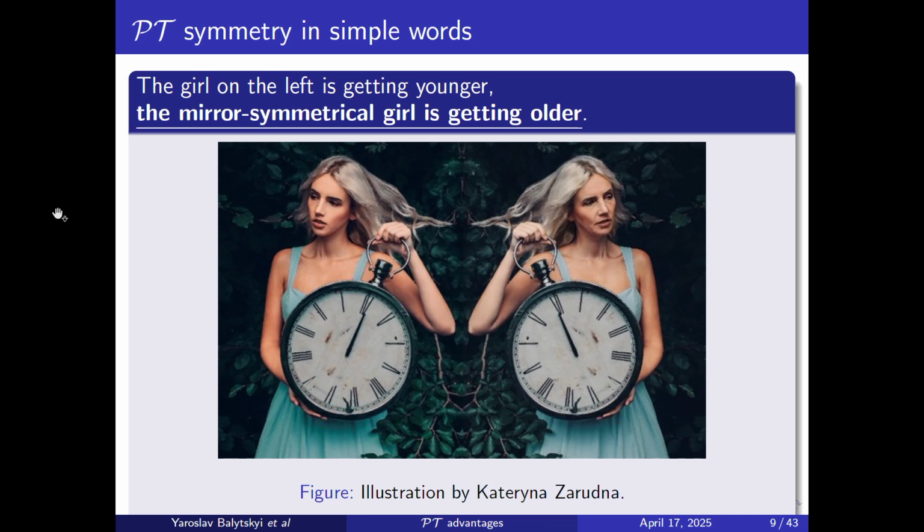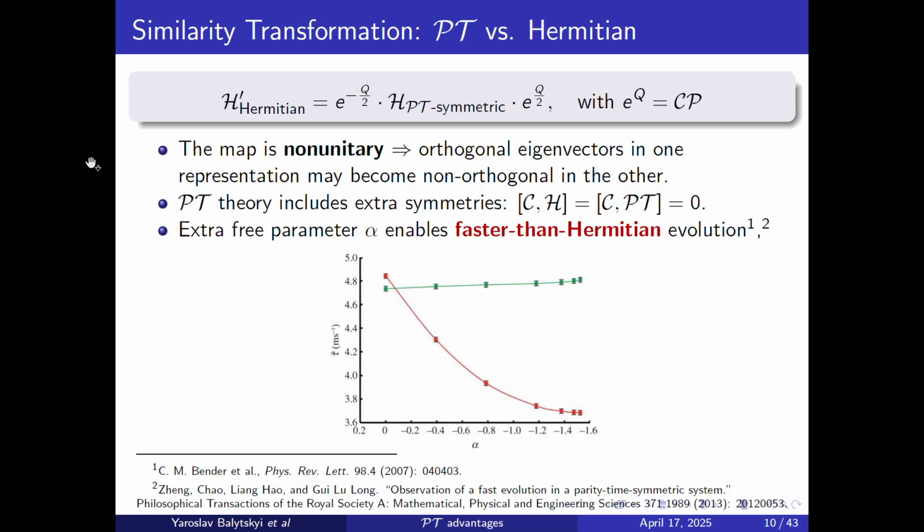So here is a simple illustration by Katarina Zarudna. The girl on the left is getting younger, so the clock for her runs backwards, while the mirror symmetric girl on the right is getting older. So these girls have clocks running in opposite directions, but they are also mirror symmetric, and thus they are PT symmetric, right?